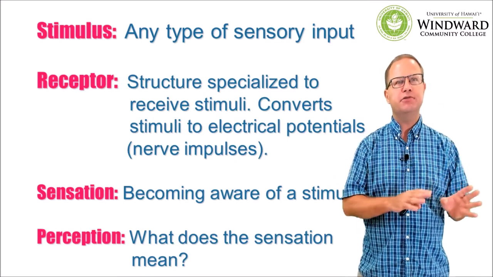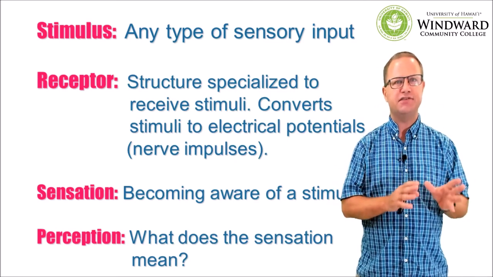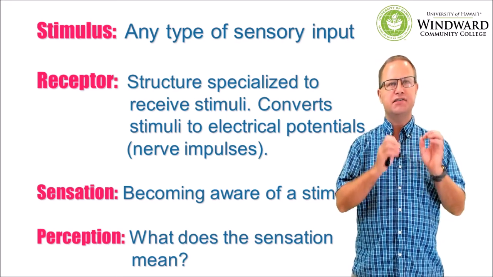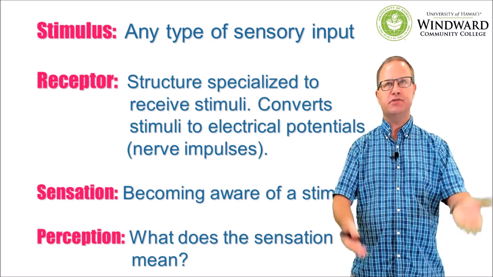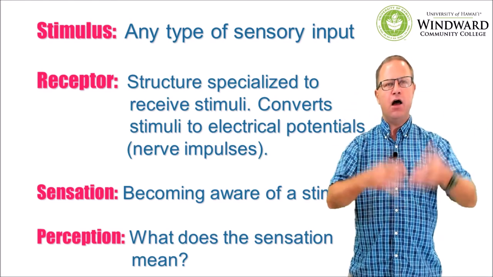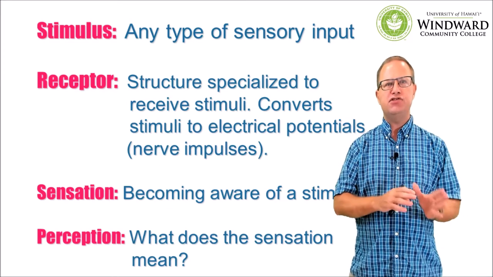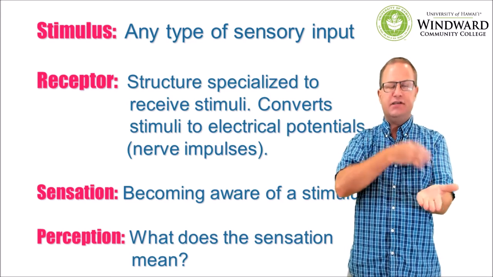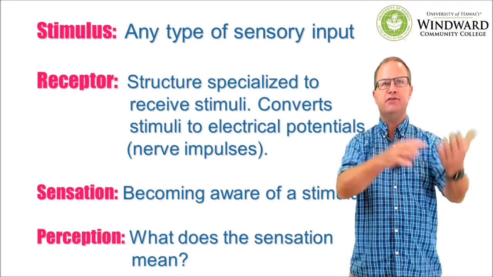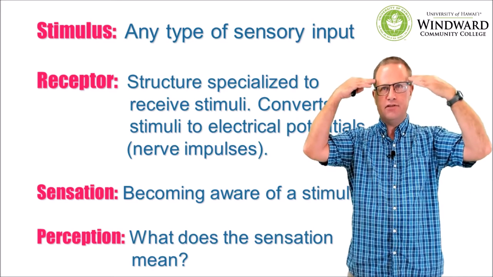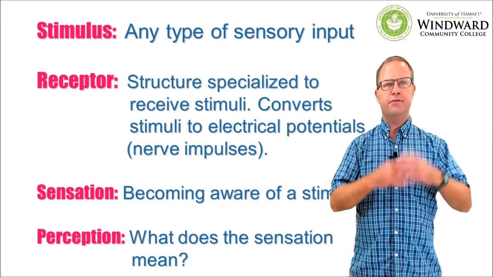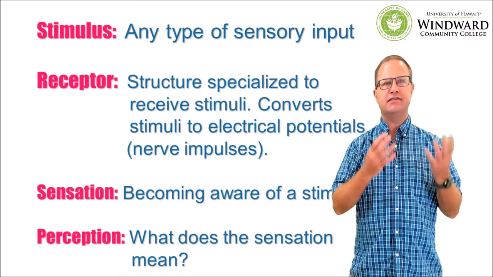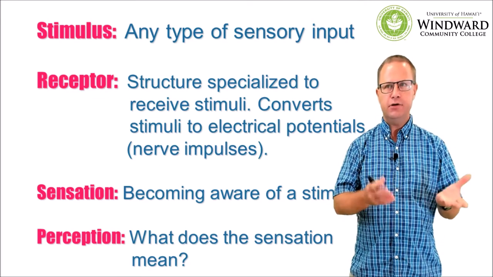On the other hand, a receptor is a structure which is specialized to receive that stimuli and convert that stimuli into a pattern of electrical potentials. And that process is called transduction. So we have sensory receptors in our eyes, in our ears, in our skin, all over our body, really. So sensation is the actual becoming aware of a stimulus. When we actually stimulate you, it's going to take a few milliseconds before that information travels up the nerves through the spinal cord, up through the thalamus of the brain, and eventually to the cortex. So for the most part, sensation occurs in the cortex. And finally, perception is analysis of that sensation. What does that sensation mean? Is it good? Is it bad? Etc.